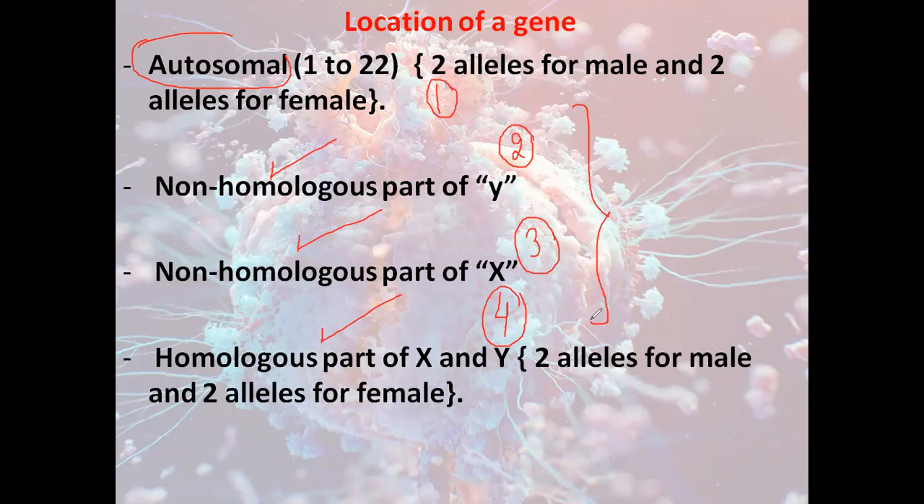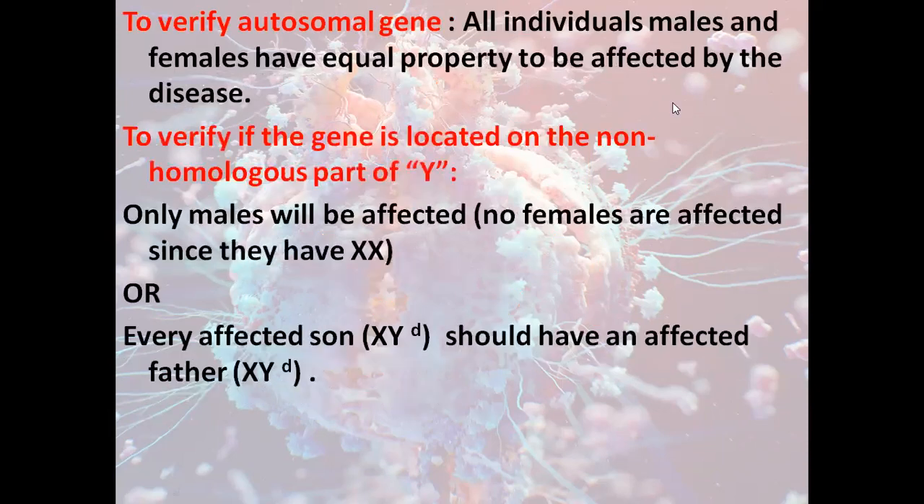How can we deny this? How can we move step by step to verify this? You will see. To verify that the gene is autosomal, all the individuals, males and females, have equal probability to be affected by the disease. For example, in the pedigree, we have 10 affected individuals. 5 of them should be males and 5 should be females, for example.